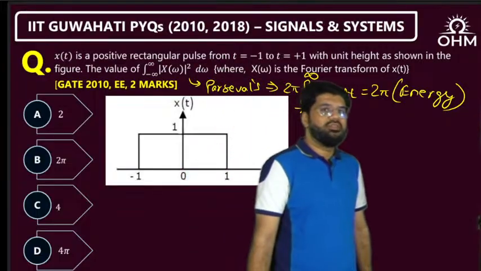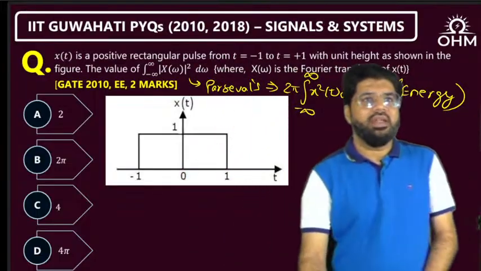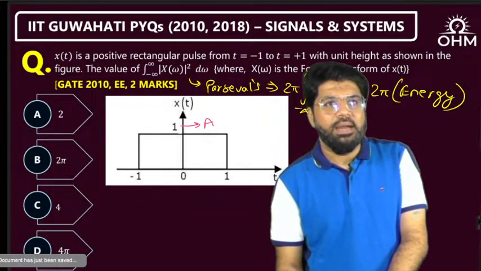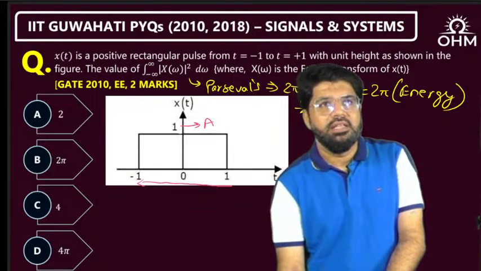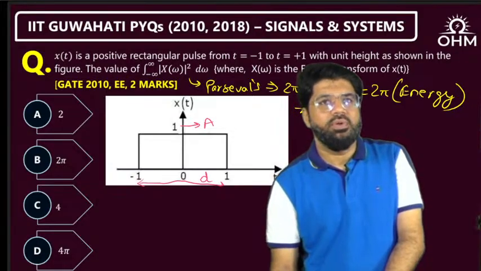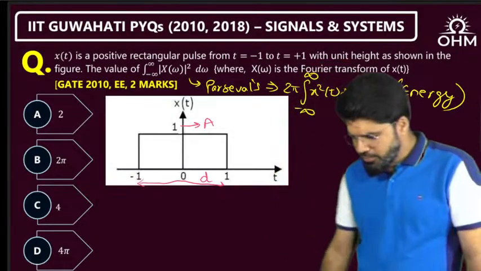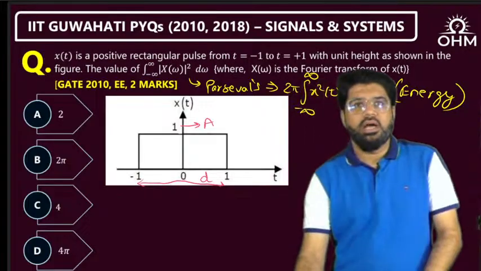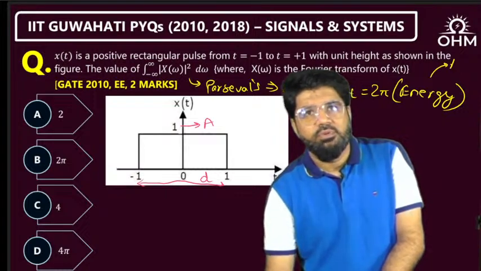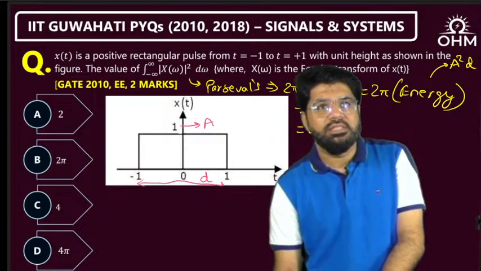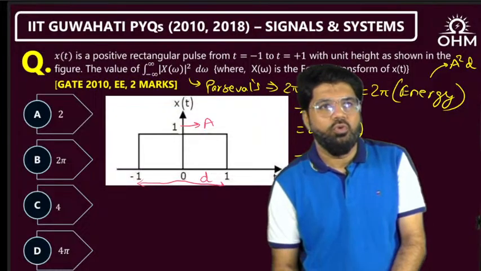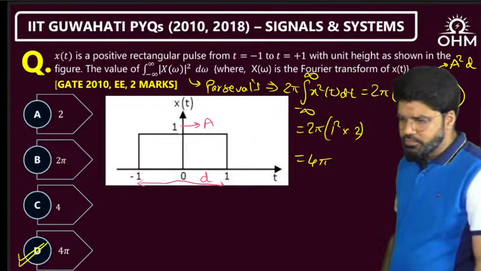Now what is the energy of the signal x t? What is the energy of a rectangular pulse? Very simple. Last session also we have seen, call this amplitude A and call this the total duration, because the energy of a rectangular pulse is amplitude square into duration, correct? So the answer is 2 pi, with energy using the formula A square d for a rectangular pulse. 1 square into duration, minus 1 to 1 is 2 units. So 2 pi into 2 is 4 pi. Answer is D.